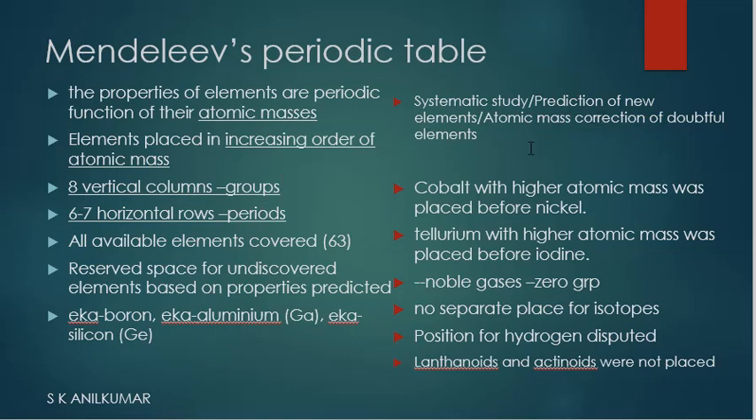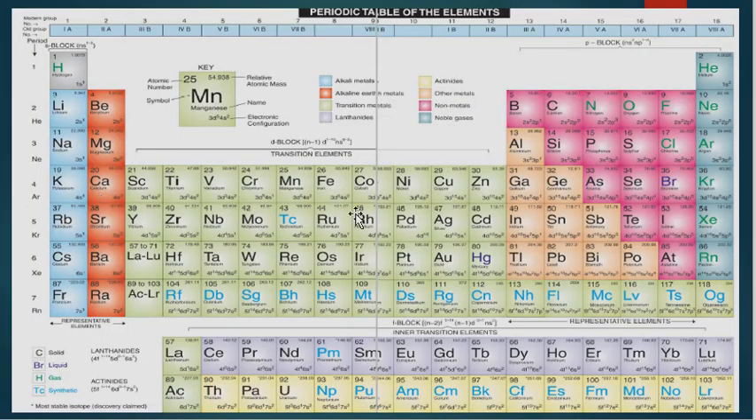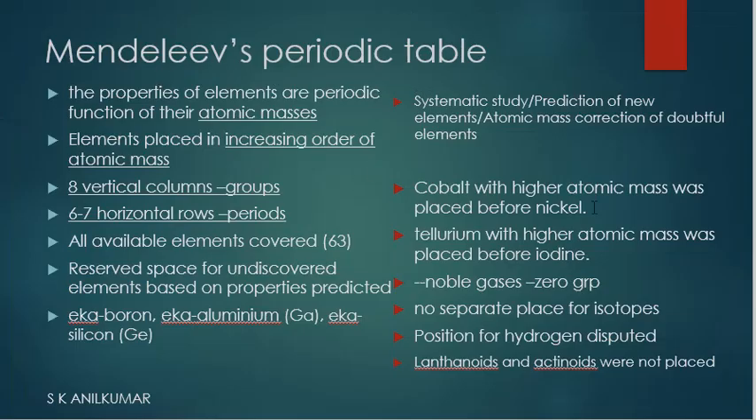There were some elements for which atomic mass was not known, but once you place them in this period, the horizontal row is called a period, and the vertical column is called a group. This is a group and these are periods. So this was the help of the Mendeleev table.